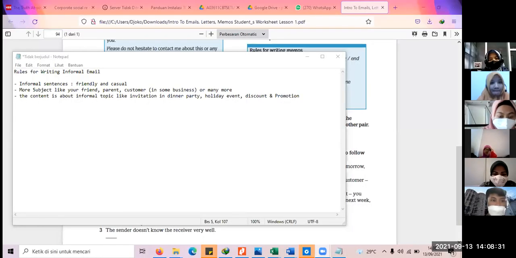Okay. For the rules for writing informal emails, the first is informal sentence, friendly and casual. And then more subject, like you can send it to your friend, parent, customer in some business like advertise or e-commerce and many more. And then the last is the content is about informal topic like invitation, party, holiday, event, discount and promotion and many more.